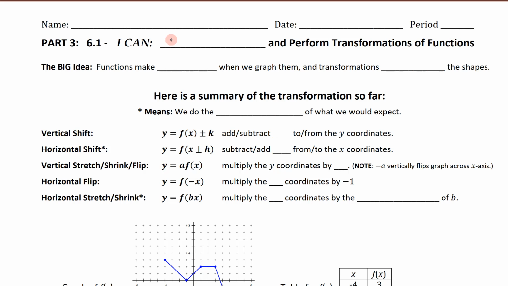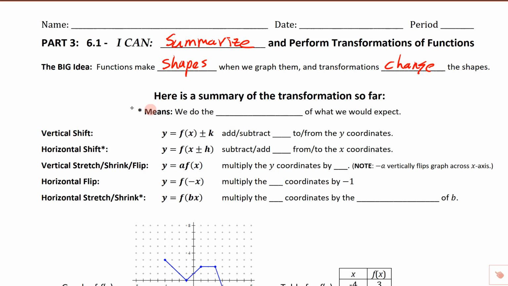Now that we've been performing transformations of functions for a while, let's go back and summarize some of the things that we've learned here, because the idea is we want to be able to perform these, but we also want to explain how and why they work the way they do. So remember, the big idea when we're dealing with functions is functions make shapes when we graph them, and the transformations change those shapes. Now here's the summary of what we've learned so far.